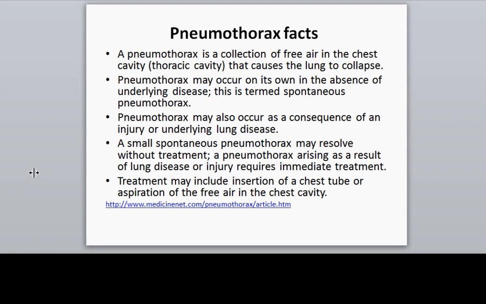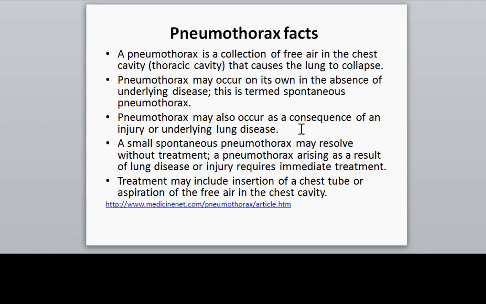And I have here just a list of pneumothorax facts for you to understand what it is. In the medical world, it's just a collapsed lung, but what you need to know is that it can collapse on its own, which is spontaneous. It can collapse as a consequence of an injury, especially a chest injury, a car accident where someone is thrown through the windshield, or the steering wheel comes back on them and crushes their chest. Very common to see pneumothorax in those cases.